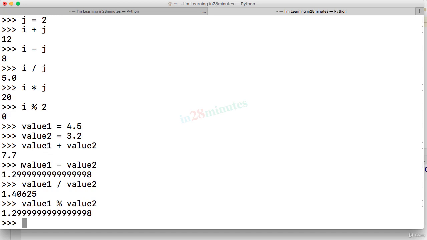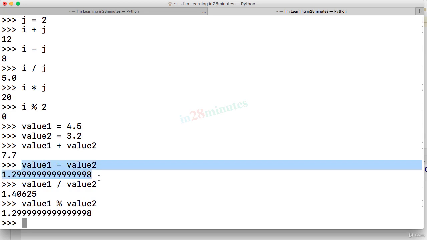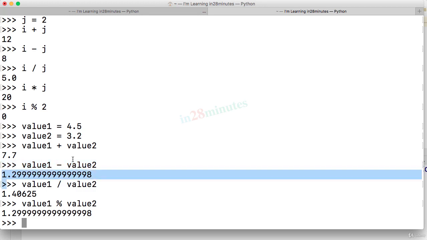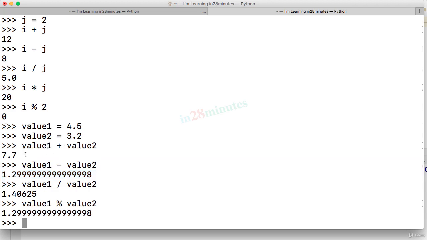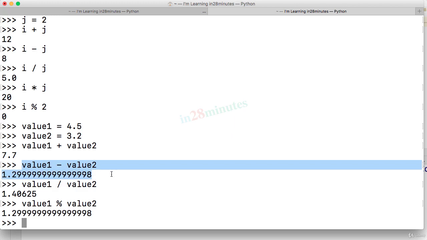One of the things you are observing in here is the fact that value1 minus value2 is returning 1.2999998. So this is not really an accurate thing. That's one of the things you need to remember always about floating point values. Typically, if you are doing any highly sensitive financial calculation, you will not use floats to represent your values. You will use decimal when you want highly accurate calculations.